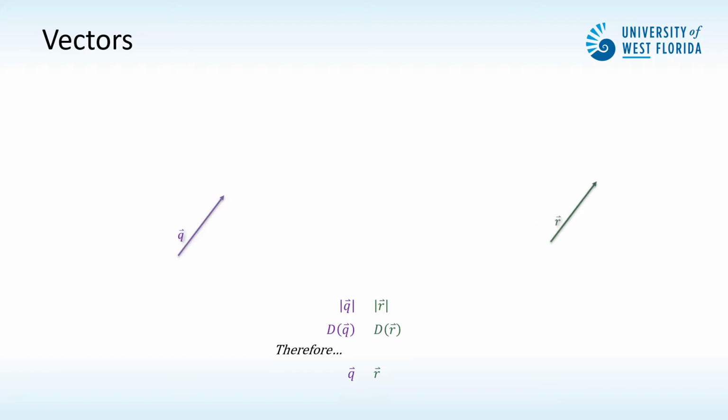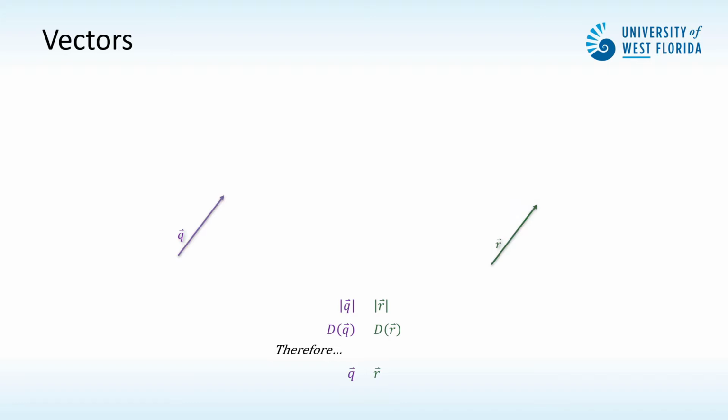And now let's say the vector r starts to move along a curvilinear path. Even though it's moving, its orientation is not changing, and it's the same length as q. Therefore, q and r have the same magnitude and the same direction, so they must be equivalent vectors.